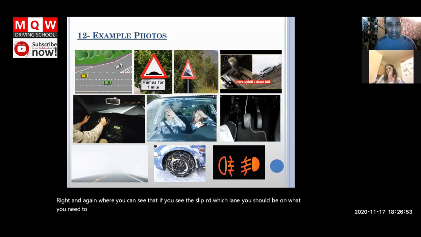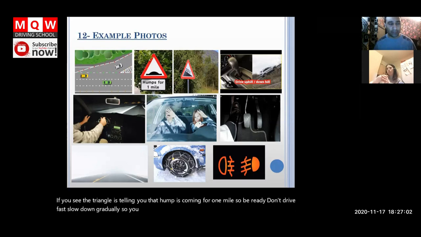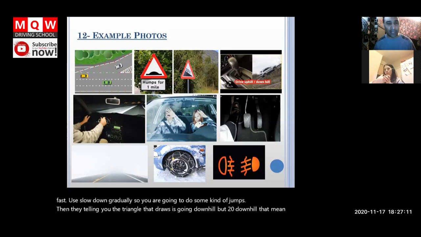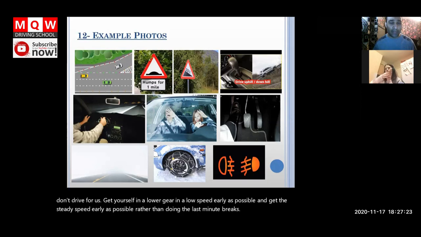If you see the triangle, it is telling you that a hump is coming in 1 mile, so be ready. Don't drive fast. Slow down gradually, as your car is going to do some kind of jumps. Then they're telling you with the triangle that the road is going downhill, 20% downhill. I mean, don't drive fast. Get yourself in a lower gear, at a low speed, as early as possible, and get a steady speed as early as possible rather than doing last minute brakes. Then the next picture tells you what the best gear is when you go up the hill or down the hills.